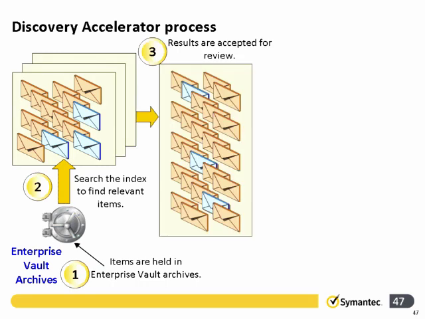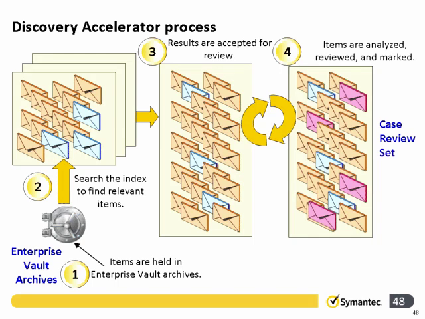Once I've got that, I'm going to decide whether or not I've actually found what I was searching for, and if I had, I will accept those particular items, which means they'll be stored within the Discovery Accelerator infrastructure so that I can then go back and review and categorize and analyze those particular items. And not only can I set that up as far as accepting them for review, there's also processes in there where I go back through and I analyze the data, review it, and then I can mark it.